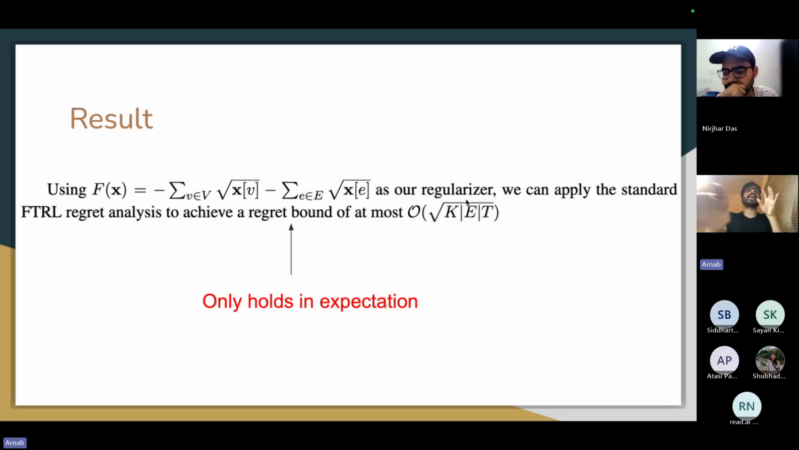To the best of my knowledge, even in the expectation sense, for a family of directed acyclic graphs where the length of the paths is at most k, this is the first algorithm that gets rid of the extra log factor you would get using exponential weights for DAGs. This is similar to what happens in standard multi-armed bandits: Exp3 gives you this extra log factor, whereas Tsallis half entropy won't. This bound gives you a square root k eta T kind of regret bound, and the current version holds only in expectation.